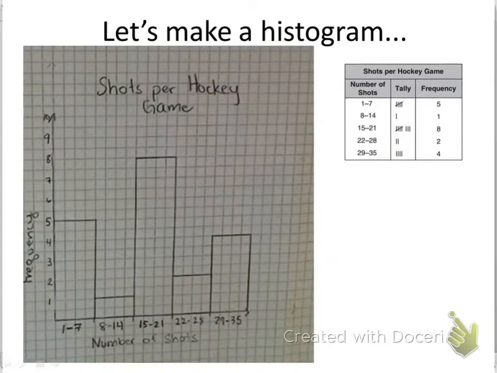The last thing is to put a title on your histogram. This is really, really important. You will lose points without your title, so please make sure you put a title on there. And those are the steps to making a histogram.